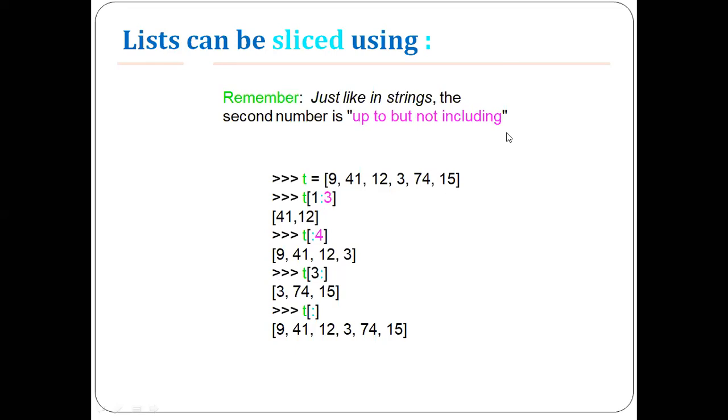n and m are optional. You can write m, or you can write n, or you can leave n, or you can leave m, or you can leave both, right? If you leave both, if you don't write anything for n and m, then the entire list would be printed on the terminal, right? That is how we can slice the list.